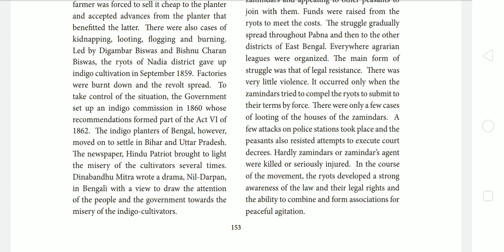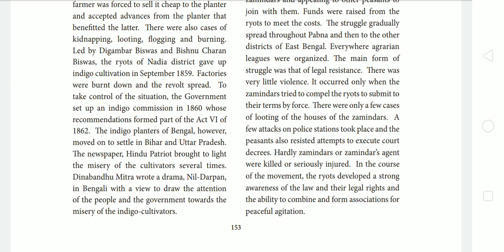Okay. So the newspaper Hindu Patriot brought to light the misery of the cultivators several times. In that newspaper they published about the unhappy life and the struggles which were faced by the cultivators. Then Dinabandhu Mitra wrote a drama Nil Darpan in Bengali with a view to draw the attention of the people and the government towards the misery of indigo cultivators.